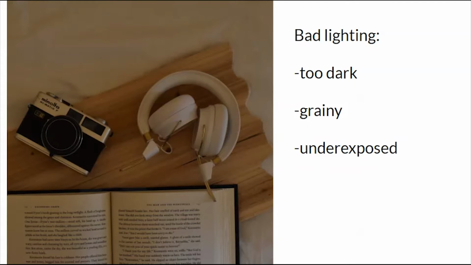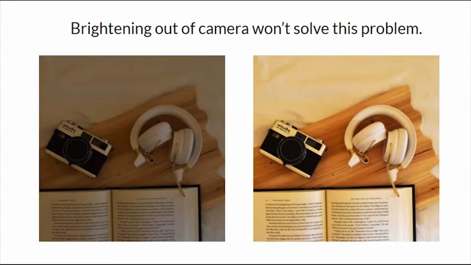Now you might be thinking, maybe I can just take a photo like this and it's not a huge deal at all because I can just brighten it in a photo editing app later. Unfortunately, that is not going to solve your problem. Now the original photo is on the left, and the photo on the right is after brightening. So you're essentially asking your photo editing software to find information that doesn't exist.